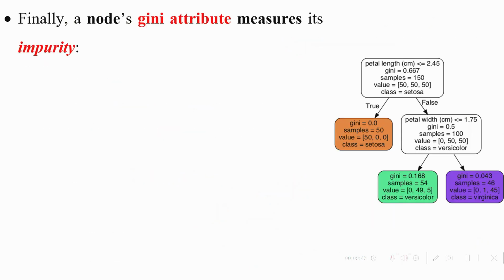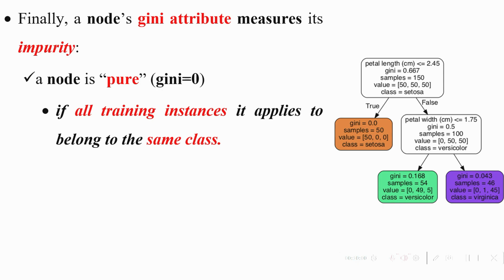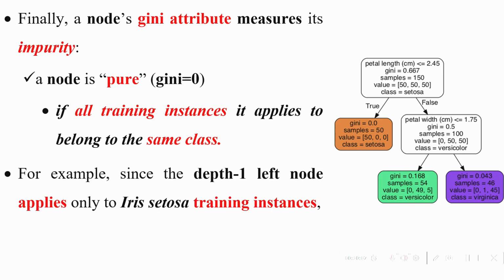Finally, a node's Gini attribute measures its impurity. A node is pure, that means the Gini equals 0. Otherwise, that node is called an impure node. If all the training instances it applies to belong to the same class, then that is called a pure node. For example, at depth 1, the left node applies to training instances that all belong to iris setosa.